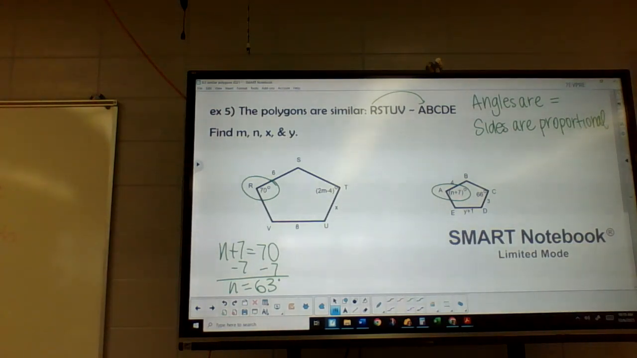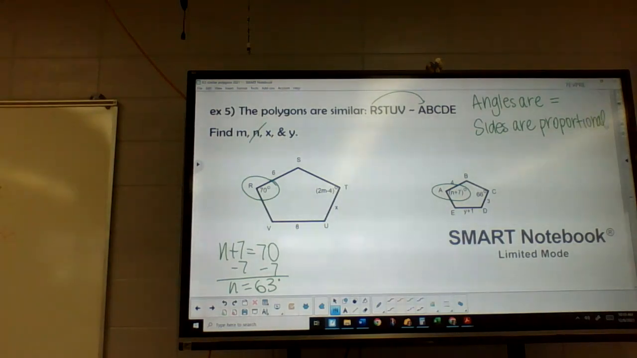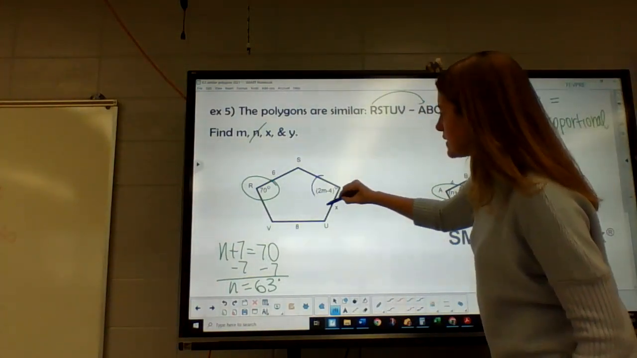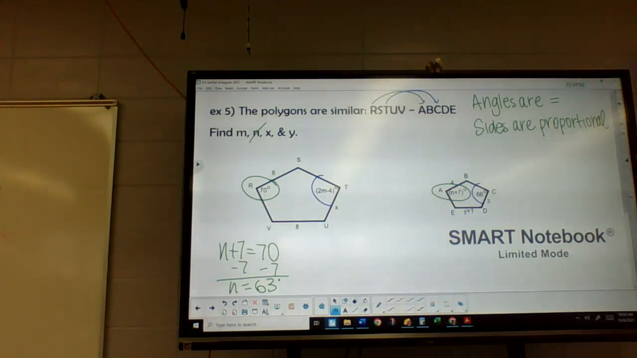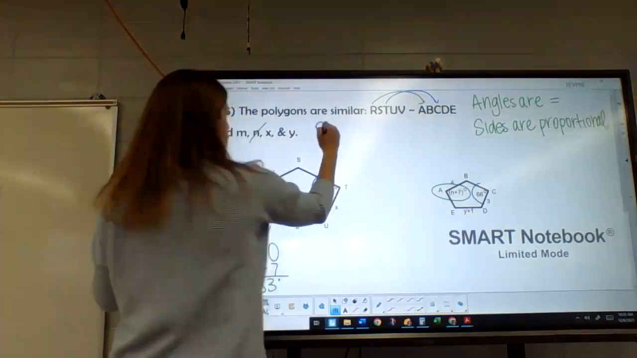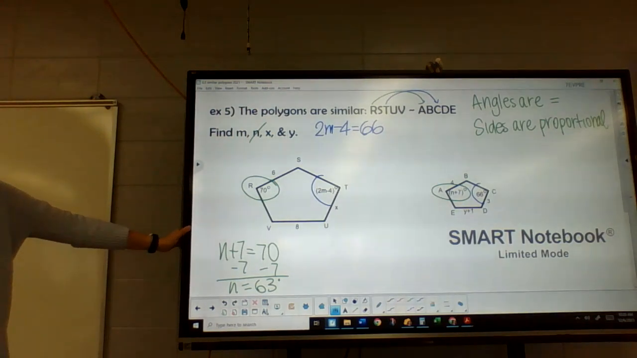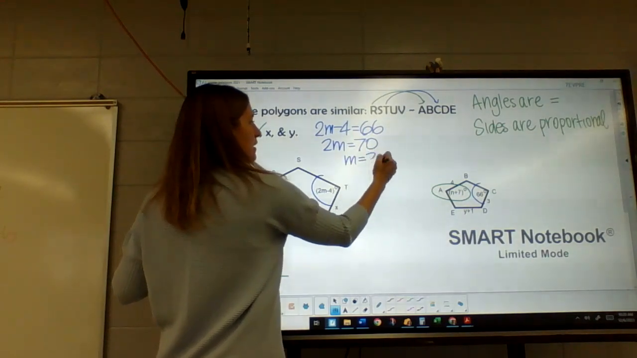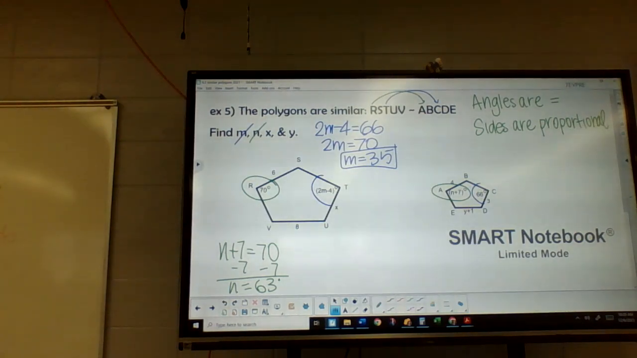We got 1 down. We need n, m, x, and y. So we got n down. What do you want to go for next? M. So now for m, this is angle T. T should go with C. So those two should be the same. So for m, I can say 2m minus 4 is going to equal 66. Move that 4 over. Divide, and we find out our m. Okay. So again, angles are pretty easy with similar figures.